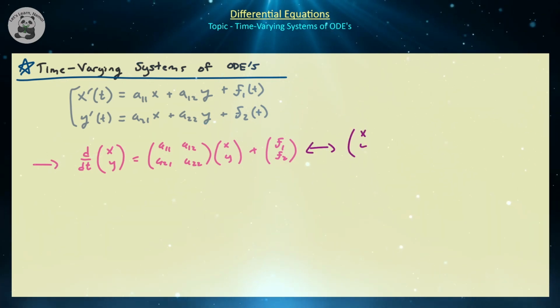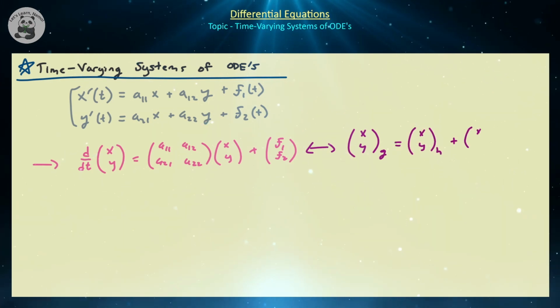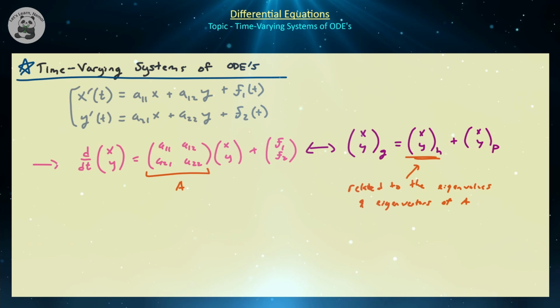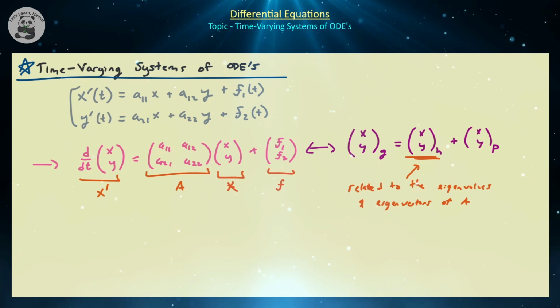In particular, we're going to be looking for a general solution that's going to be equal to xy homogeneous plus xy particular. Here, this homogeneous function is related to the eigenvalues and eigenvectors of the matrix A, where A is this constant coefficient matrix. This is going to be our x. This is again what I'm going to call x prime. Let's assume that's a vector as well, and let's call this a vector function f as well.